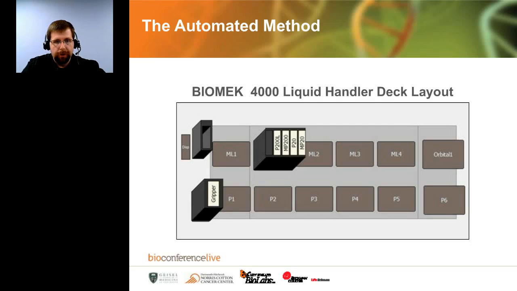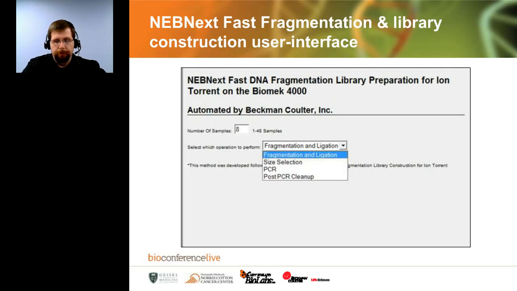So what I'm showing here is the deck layout that is required by the method. We have the standard BioMek 4000 deck set up, except we've added an orbital shaker at this position. And then we were using the gripper and a variety of tools. The method itself has an HTML-driven user interface that's very straightforward to use. We have the ability to set the number of samples from 1 sample up to 48 samples, and any combination thereof. So if you wanted to do 23 samples, you could do 23 samples.